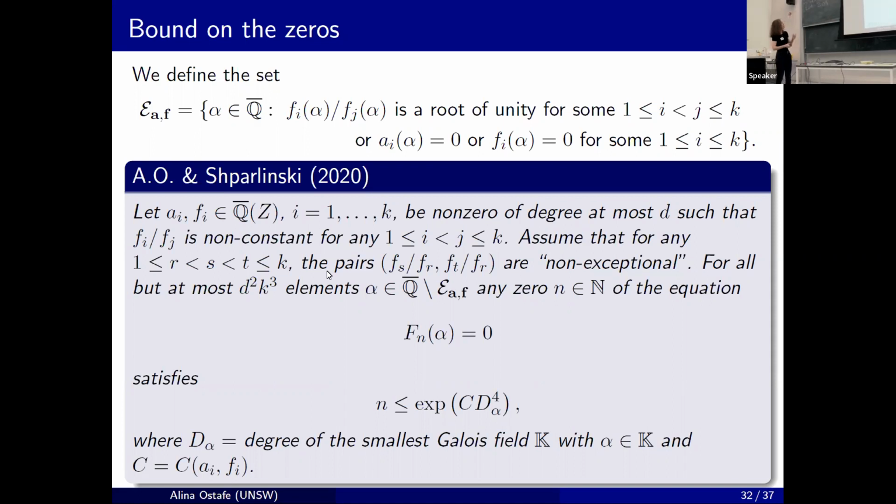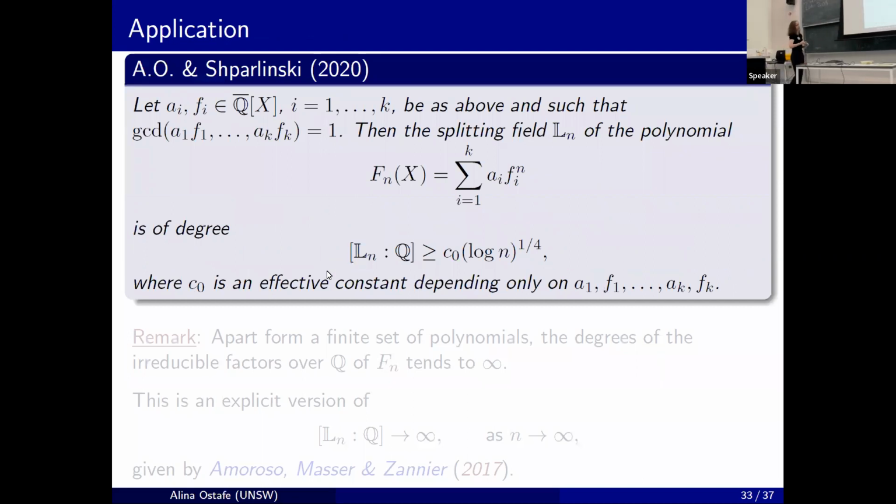And the proof, before I mention a few ideas behind the proof, let me mention that this also gives us the following conclusion. So if we are in the previous case, and we also need this condition, which actually comes from the generalization of the ABC theorem, then the splitting field of such polynomials is of degree at least a constant that depends on the polynomials AI, Fi, times log n to the power 1/4.